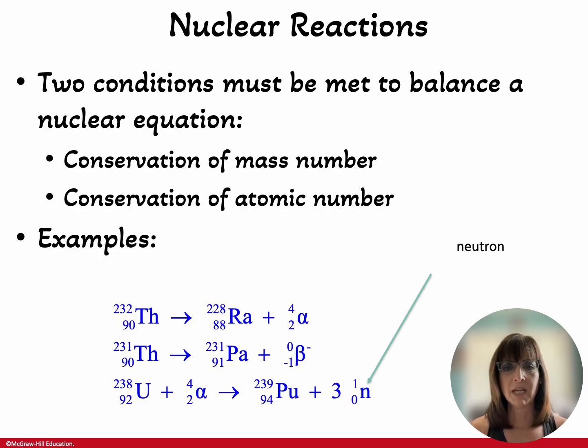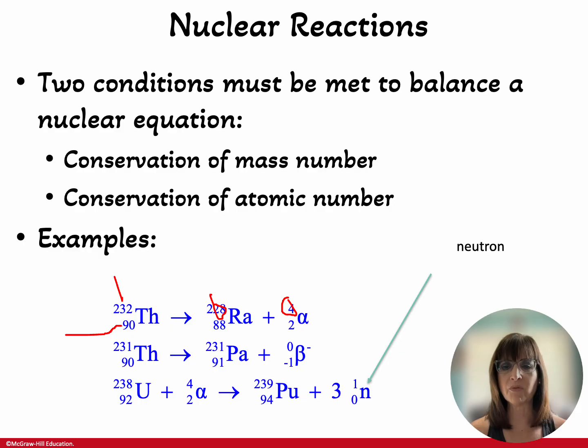Here's why. This top number is the mass number, and this bottom number is the atomic number. So on the other side, you just need to make sure that your masses add up. Sorry, guys, I can't circle very well with this pen. Do they add up to what's over here?